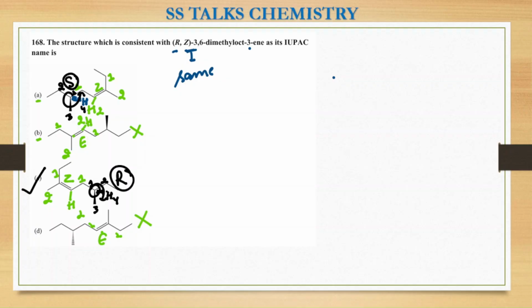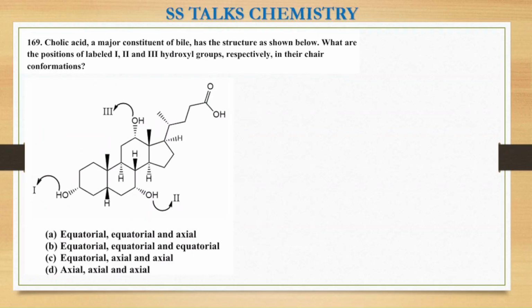So now let us move on to the next one. That is this: cholic acid, a major constituent of bile, has a structure as shown below. What are the positions labeled 1, 2 and 3, that is, of the hydroxyl groups respectively in the chair conformation?